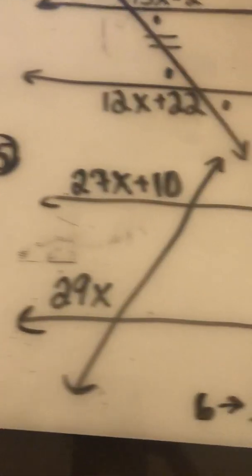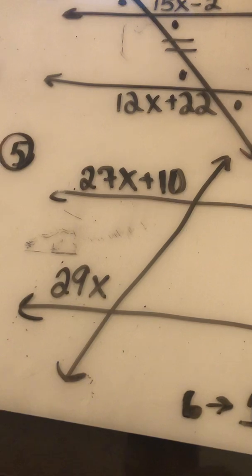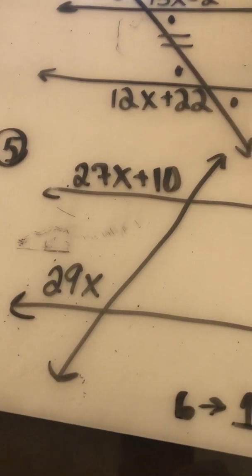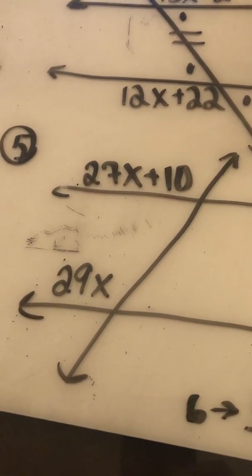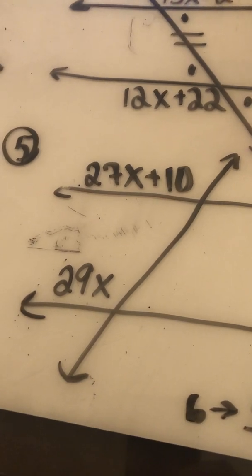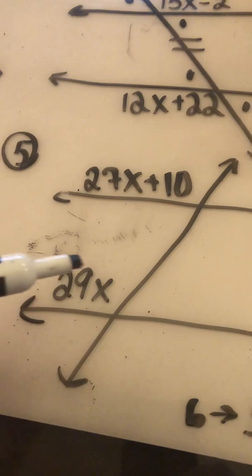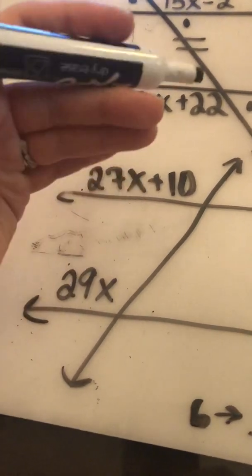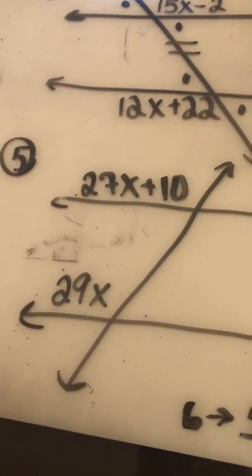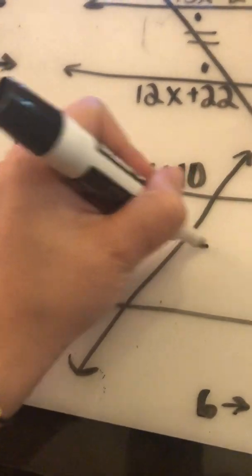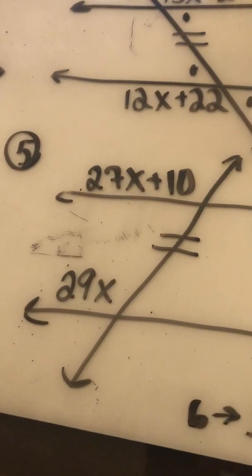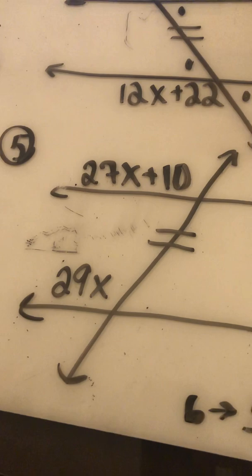Okay, number 5, if we look at number 5, these are similar to number 2. These we would call corresponding again because you have one outside, one inside. They're on the same side of the transversal. It's just slid down to the other line. So these are equal to each other. That means it should be 27x plus 10 equals 29x.